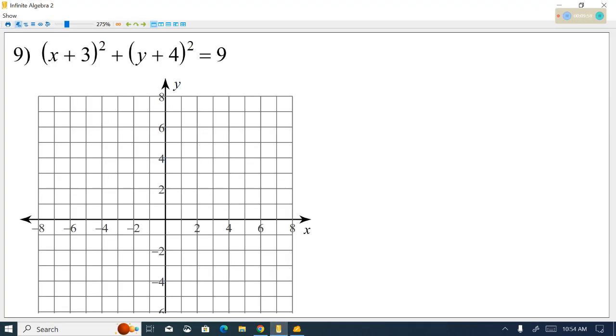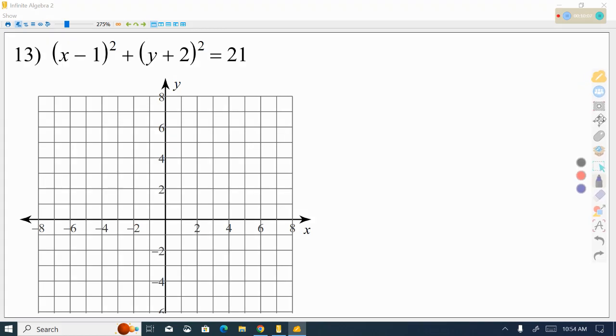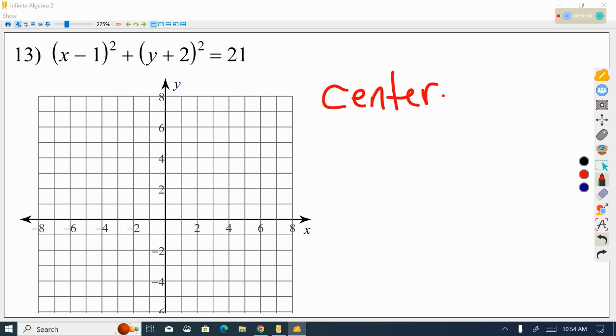Hopefully that's enough for you guys to get through most of this. The last one that I'm going to do would be an example where our square root doesn't work out to be a whole number. So you guys could see that that's going to happen sometimes. We don't always have perfect numbers, right? So for the center in number 13, of course, we're going to change that -1 to a +1, and the +2 would change to a -2. So we know where our center is going to go, right here.